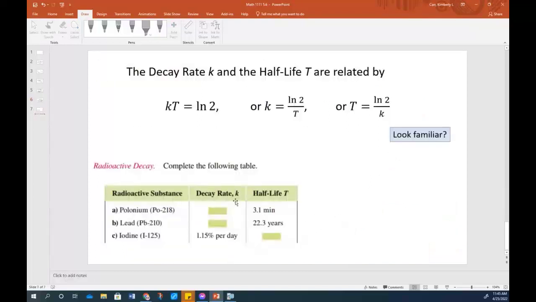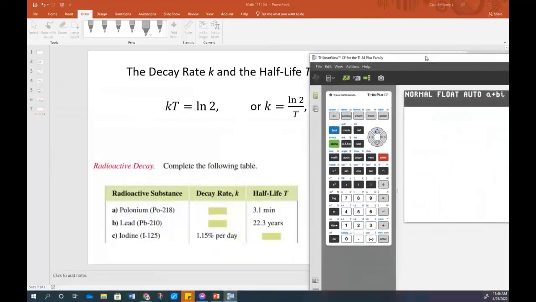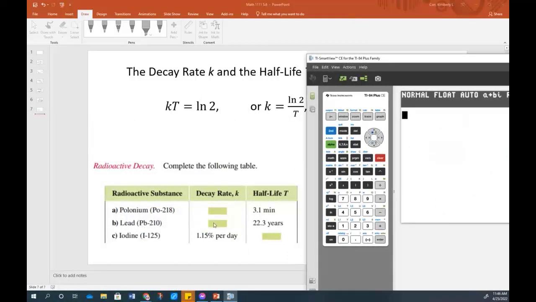All right, let's look at this last little problem. Another thing you have on your homework is a chart. And it'll come to you one little question at a time, but they will either give you the decay rate or they'll give you the half-life. Now, it really doesn't matter if you are needing to find K or T. In order to do that, they're both ln of 2 divided by the other one, right? That's fine, because we're going to do ln of 2 divided by. So for this very first one, let me go ahead, alpha y equals, enter. And I have ln of 2 divided by 3.1.